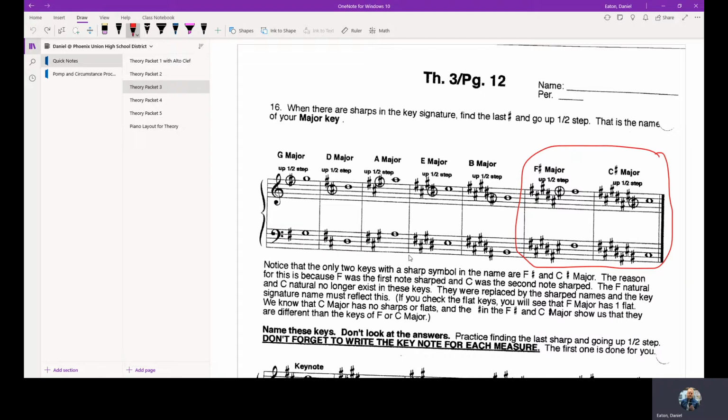Okay, for sharps, the process is a little bit more involved, but you're going to go to the last sharp and you're going to go up a half step.